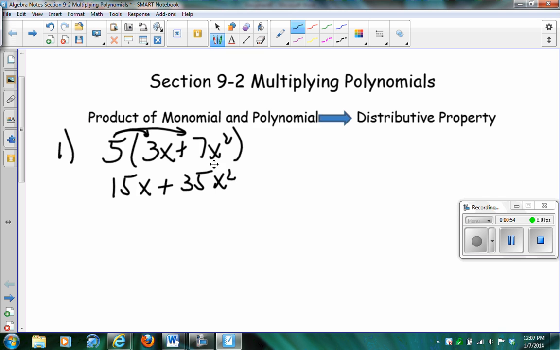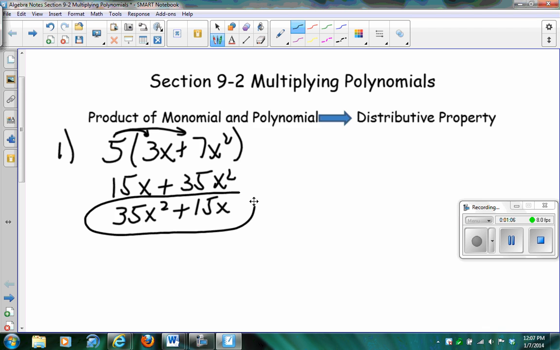This answer is not in descending order. It does not have the highest power of x first. So we do need to make sure that we rewrite that as 35x squared plus 15x. Now our answer is in the correct order.